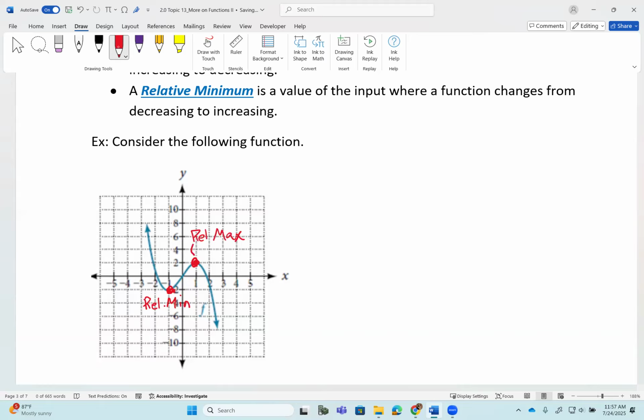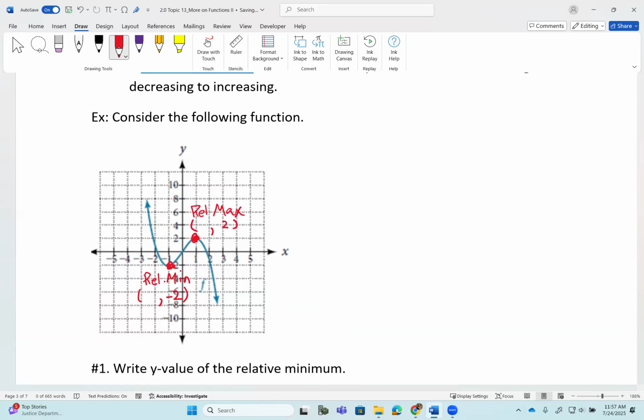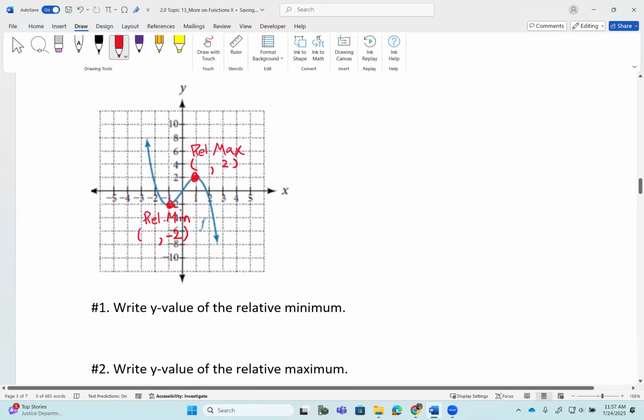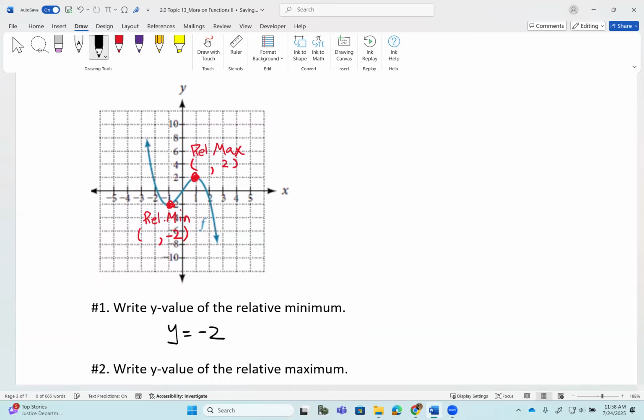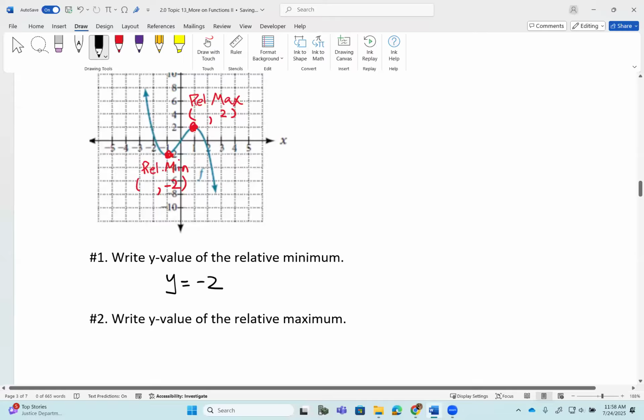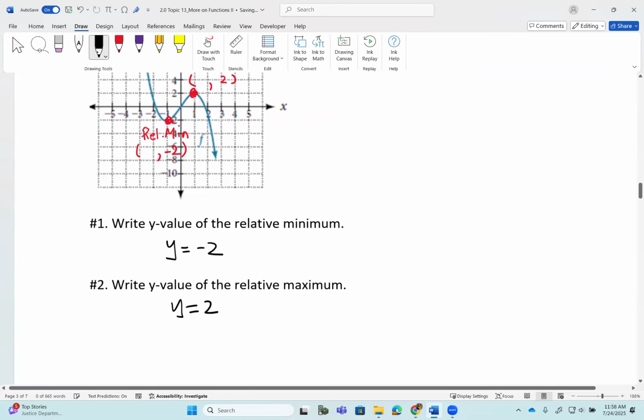Here I'm only looking for the y value. When we're talking about relative maximum and minimum, it's the y value that I'm interested in. So at the relative minimum, the y value is -2. At the relative maximum, the y value is +2. I don't need the x value. So all you need to do is write the y value of the relative minimum. You can just say y equals -2. That's all you have to write. The relative maximum occurs at y equals +2.